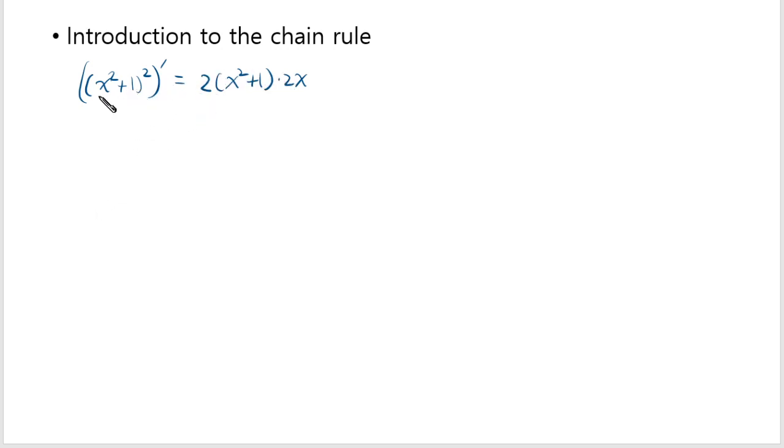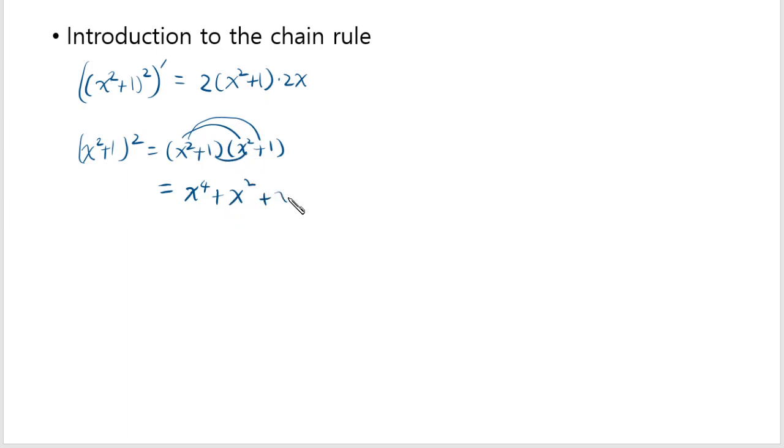This is one of those rare cases where you can rewrite it. You can rewrite this thing and you can just differentiate as it is. So for example, what is (x squared plus 1) squared? This is x squared plus 1 times x squared plus 1. x squared times x squared is x to the 4th. x squared times 1.